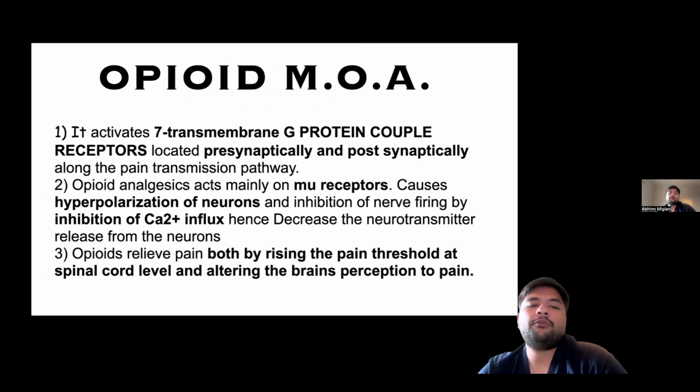The mechanism of action of opioids is that they activate 7-transmembrane G protein coupled receptors, also known as GPCR, located presynaptically and postsynaptically. Opioid analgesics act mainly on mu receptors, causing hyperpolarization of neurons and inhibition of nerve firing by inhibition of calcium influx. And opioids relieve pain both by raising the pain threshold at spinal cord level and altering the brain's perception of pain.